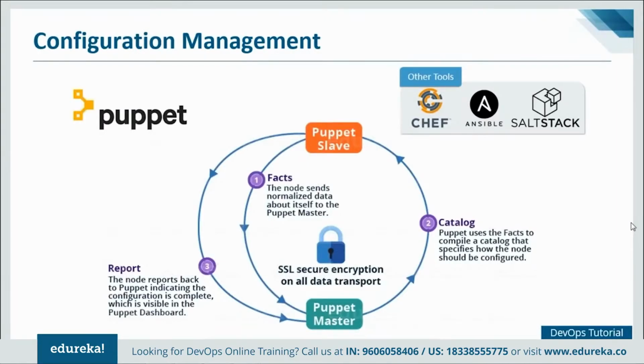It can be a puppet slave, it can be a puppet master, it can be a chef server. So the nodes will poll the central server for configurations, and it will pull any change that has happened in the configuration. So I hope you have understood it.